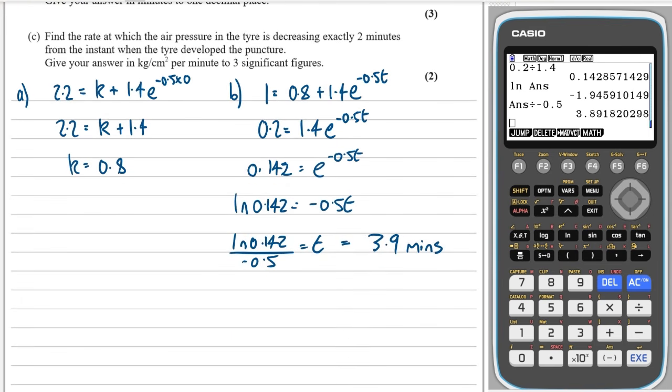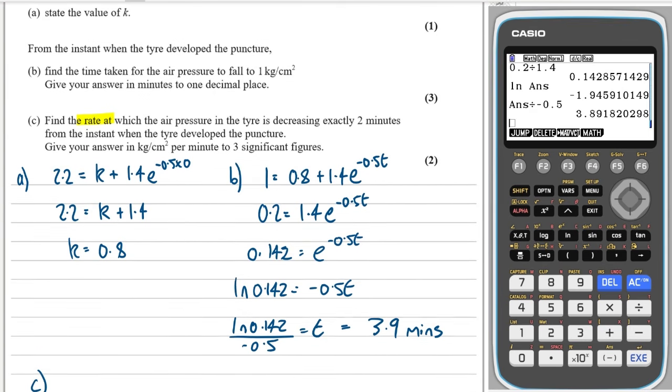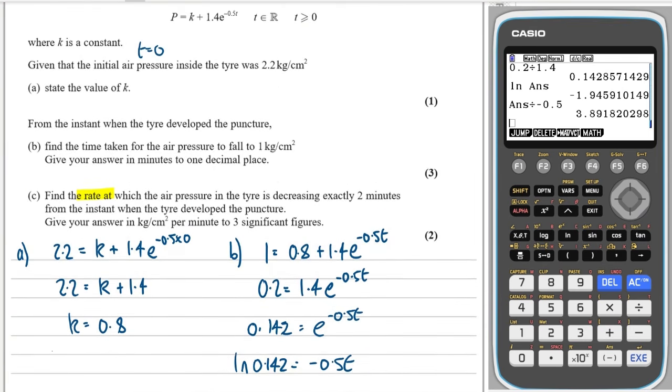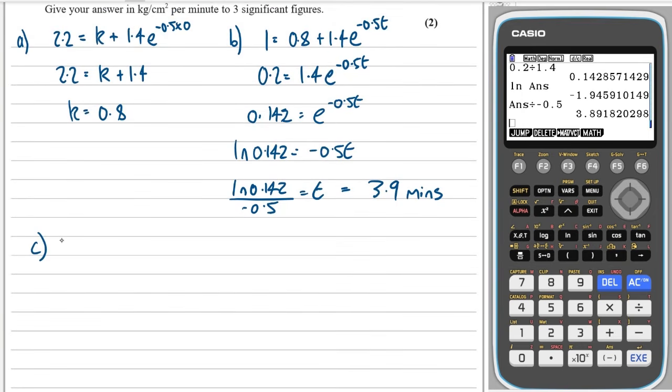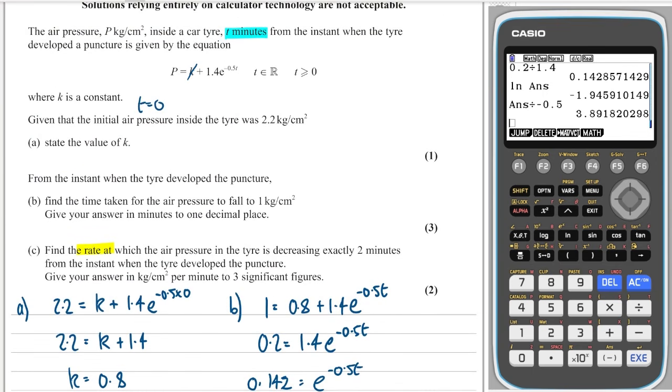Okay, and now it says a real key word here, rate. So rate means change, which means that you have to differentiate. And it's the rate at which the air pressure of the tyre is decreasing exactly 2 minutes from the instant the tyre developed the puncture. So let's take that formula for P and let's differentiate it with respect to t. So dP by dt is equal to, well, k was a constant, so that will differentiate to 0.